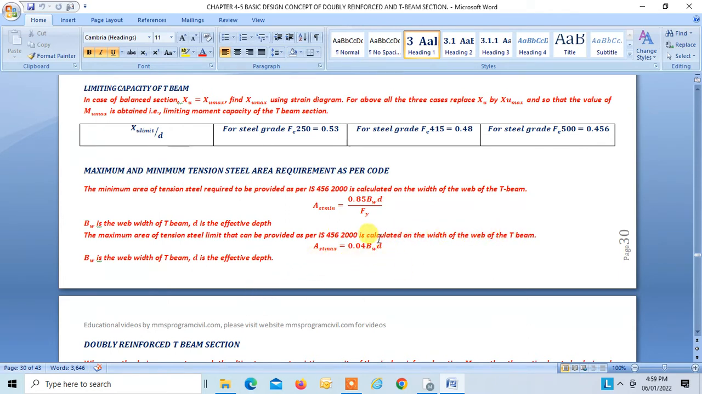Over here, we know that AST maximum that is allowed is 4% of the cross section. Instead, over here we have to take BW. Instead of B, you have to take BW into effective depth D, where BW is the web width of the T-beam and D is the effective depth.